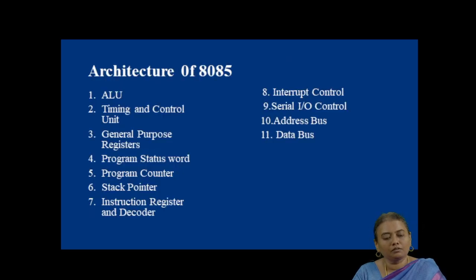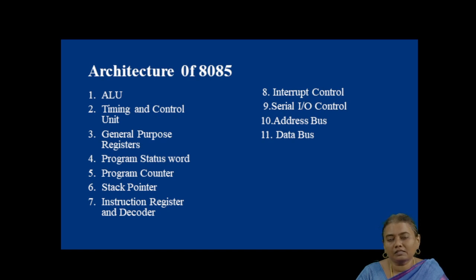The next one is program status word. In this program status word, it is nothing but the combination of the registers accumulator as well as the flag register. Both can be used as a 16-bit register pair. It is known as program status word. Then program counter is nothing but the memory pointer which indicates the instruction to be executed next. Similarly, stack pointer is also a memory pointer which indicates the starting address of the stack.